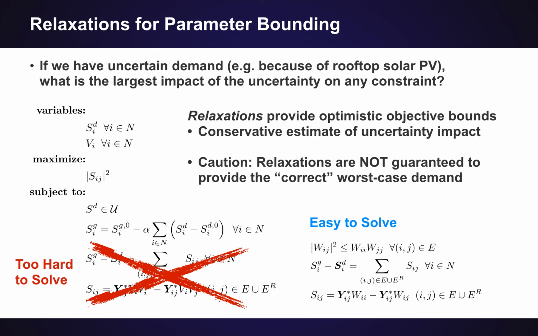And then also we should note here that you should take with caution that the worst case demand that we obtain when we solve this problem for the relaxation is not necessarily the correct worst case demand. It could be that it's a different combination of demands that would be even worse for the original AC power flow constraints.